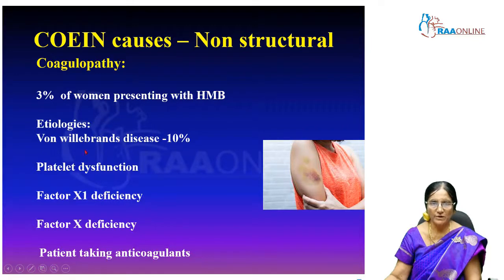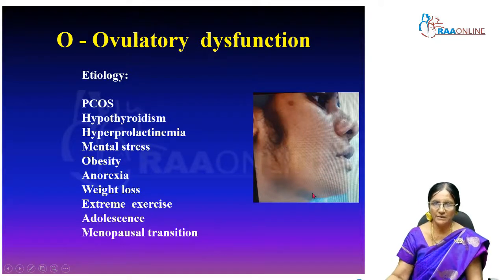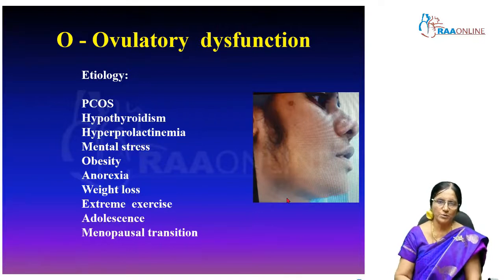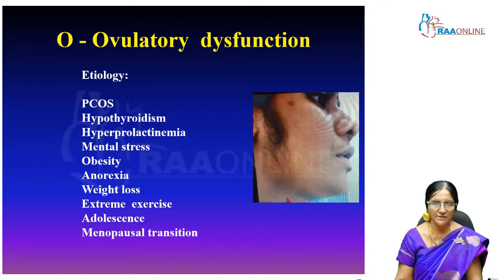It can be due to von Willebrand disease, platelet dysfunction, factor 9 deficiency or 10 deficiency, or the patient taking anticoagulant drugs. For ovulatory dysfunction, the commonest cause we come across is polycystic ovaries. It shows typical general examination findings of PCOS: hirsutism, acanthosis nigricans. Also hypothyroidism, hyperprolactinemia, mental stress, obesity, anorexia, weight loss, extreme exercise. Adolescents also have ovulatory dysfunction. During the menopause transition, ovulatory dysfunction can happen.